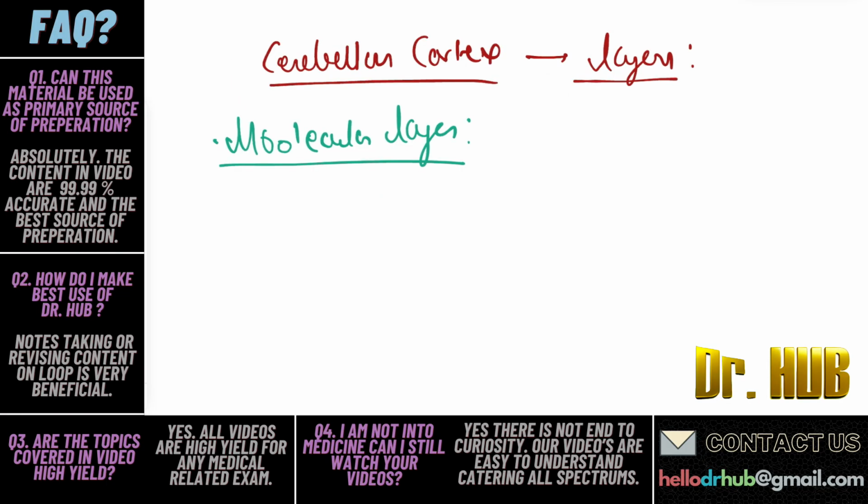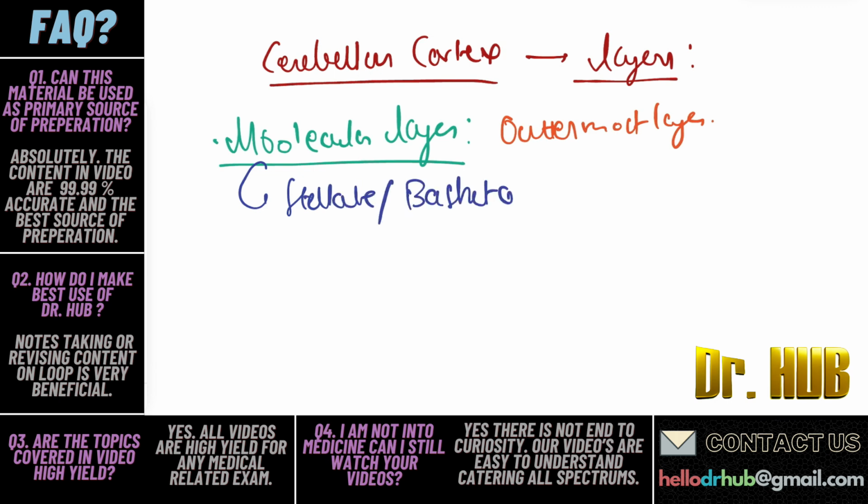Under the molecular layer, it is the outermost layer. It contains the stellate cells and the basket cells. So stellate as well as basket cells are present. They receive the excitatory input from the parallel fibers.